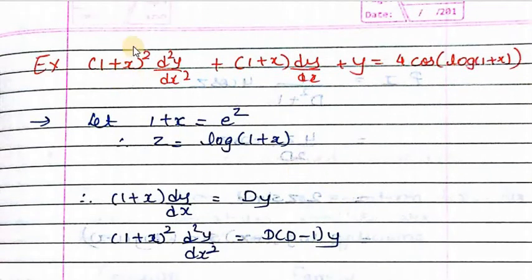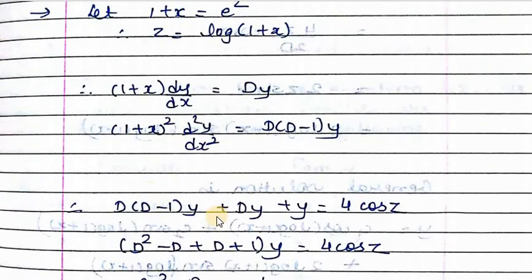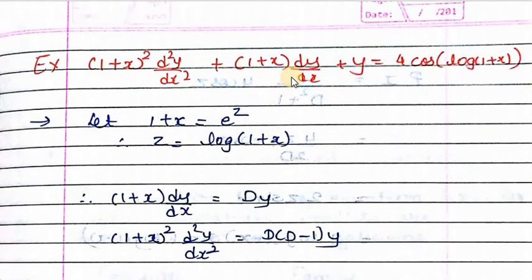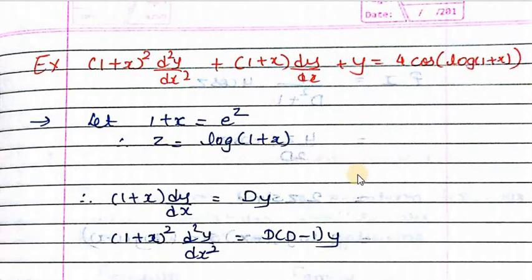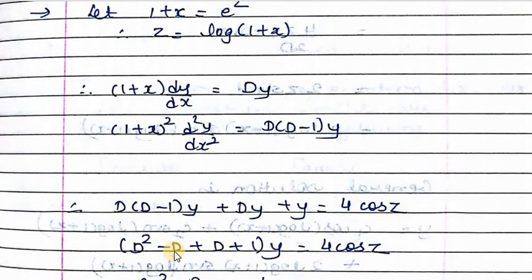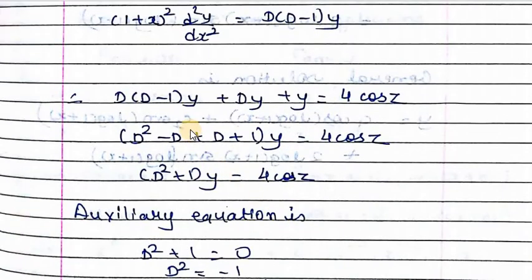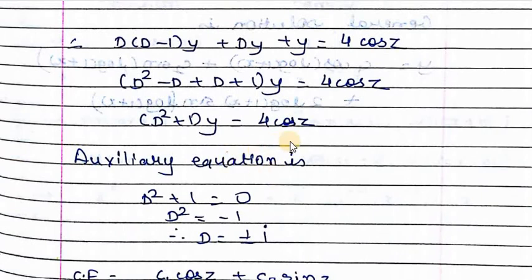Now replacing (1 plus x) the whole square y double dash by D(D minus 1)y, plus replacing (1 plus x) dy by dx by Dy, and this plus y will be as it is. Then in the right hand side we have 4 cosine of log(1 plus x), that is z. So in the right hand side we have 4 cosine of z. Now we have to simplify this result: D into (D minus 1), that is D square minus D, then after this plus D plus 1, y equals 4 cosine of z. Now minus D plus D will cancel out. We have (D square plus 1)y equals 4 cosine z. This is of the form f of D y equals R(z).